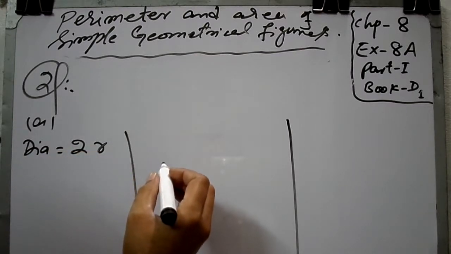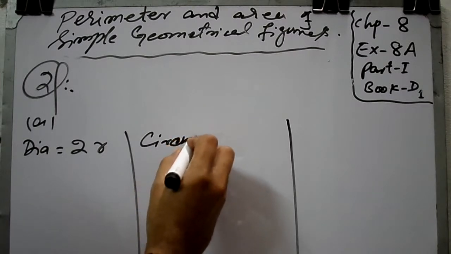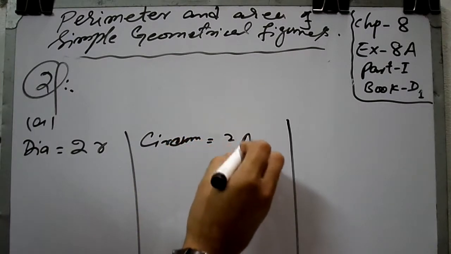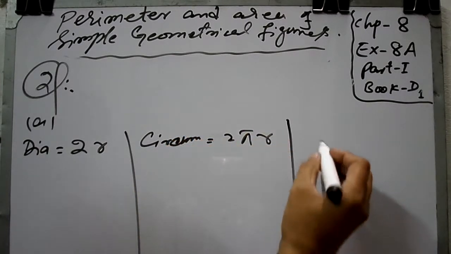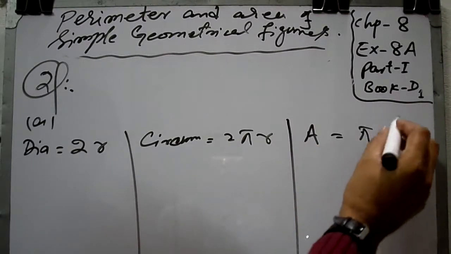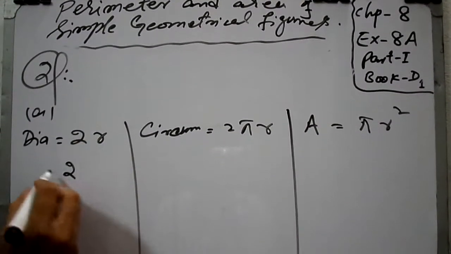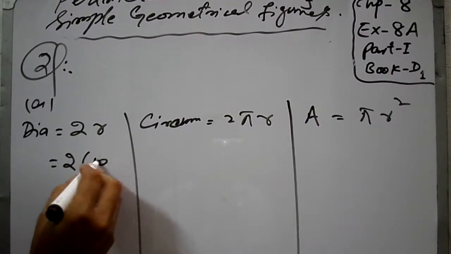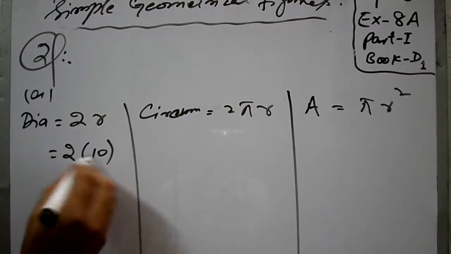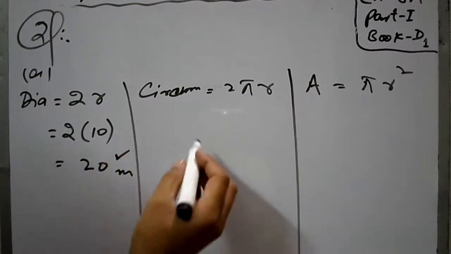Then you have to find the circumference. The circumference is equal to 2 pi r. We have a formula. And third one is area. And the area is pi r square. Okay, in A part, you have a r, so multiply it. You have the value of r is 10, 10 2s are 20. So 20 meter in first part.